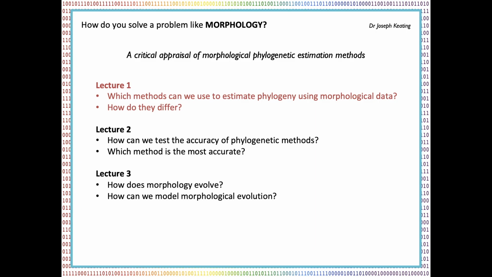Over the next 3 short lectures, I'm going to try and answer some specific questions related to solving the problem of morphology. By the end of these lectures, hopefully you will have a good understanding of the benefits and limitations of different methods for estimating phylogeny from morphological data, as well as some of the challenges in analysing morphology and understanding its evolution. In this lecture, I'll introduce the main ways of estimating phylogeny using morphological data and explain how they differ.